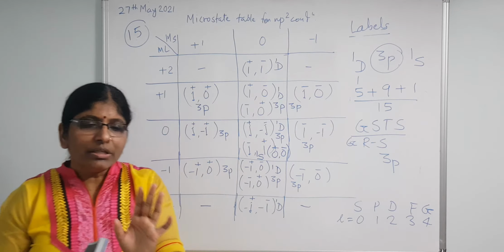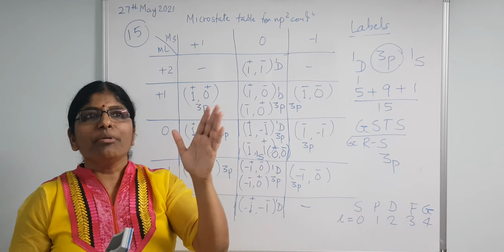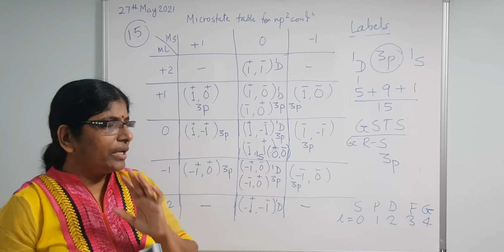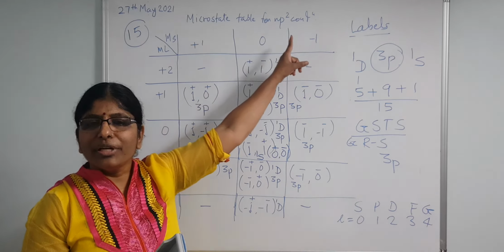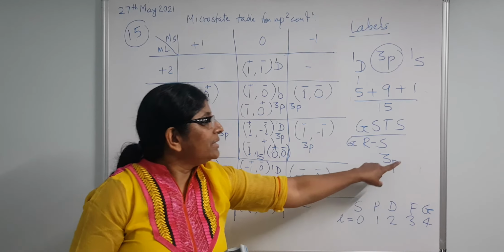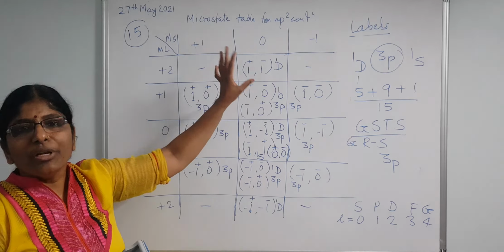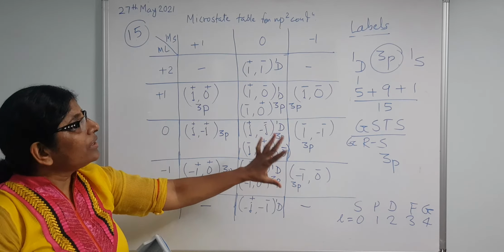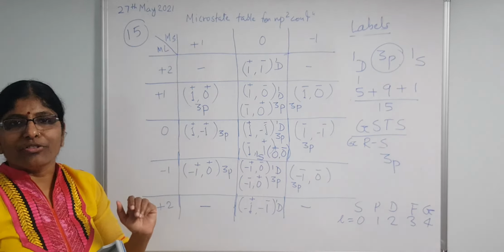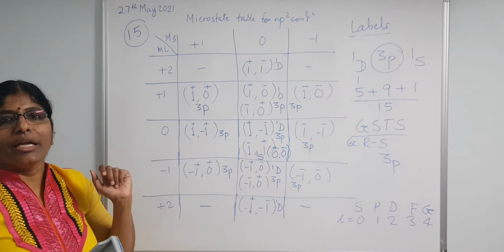If you remember, we have done RS terms earlier for all configurations of P: P1, NP1, NP2, NP3, NP4, NP5, NP6, and all D and all F and all S. For the P2 configuration, how to get the RS term, and that time the answer was 3P. This way we derive RS terms for any combination of electrons in an orbital. Now this is the microstate table and labeling for the NP2 configuration, meaning 2P2, 3P2, 4P2, any P orbital with 2 electrons.